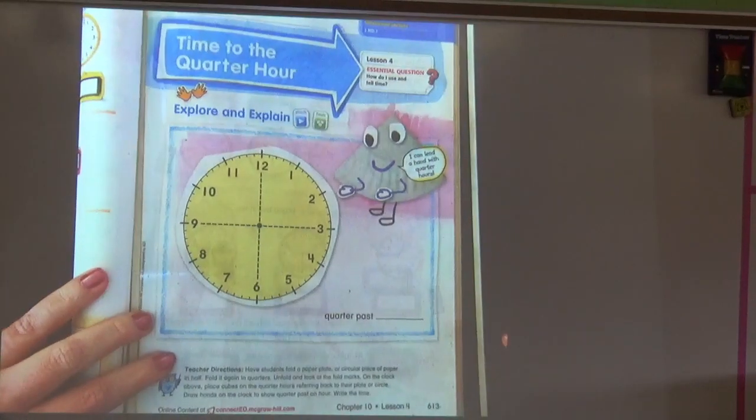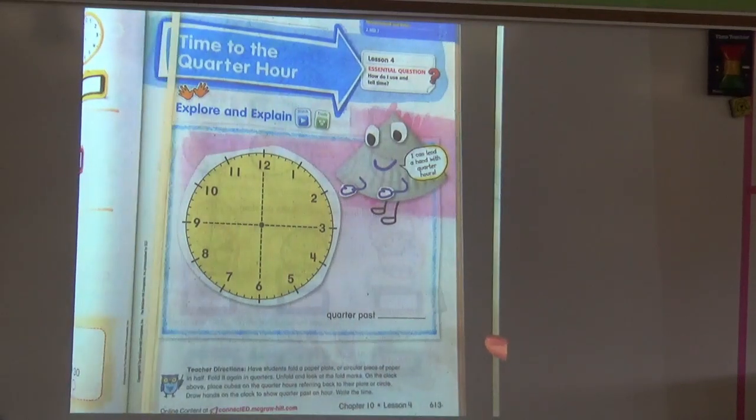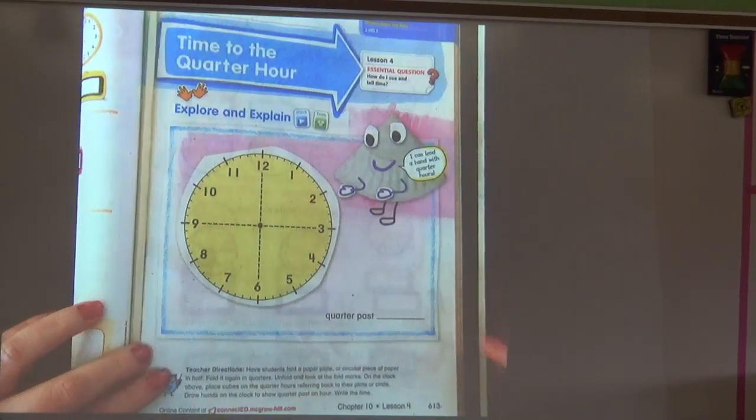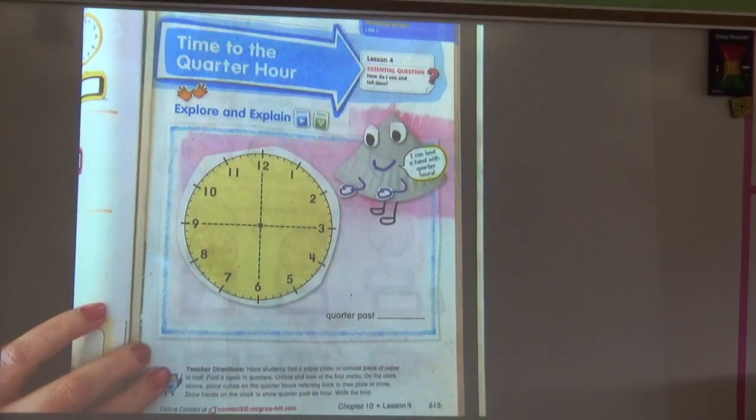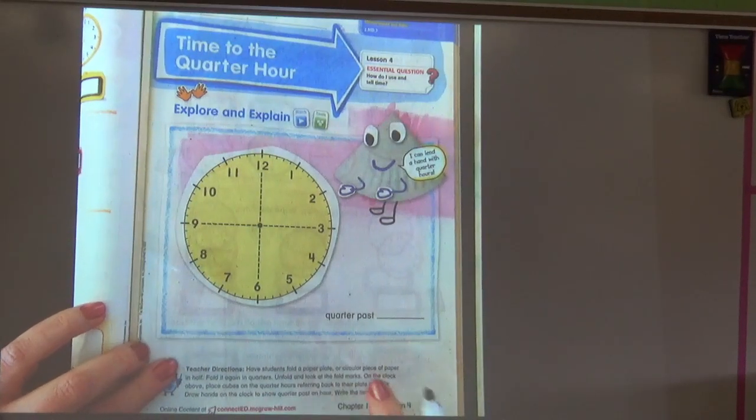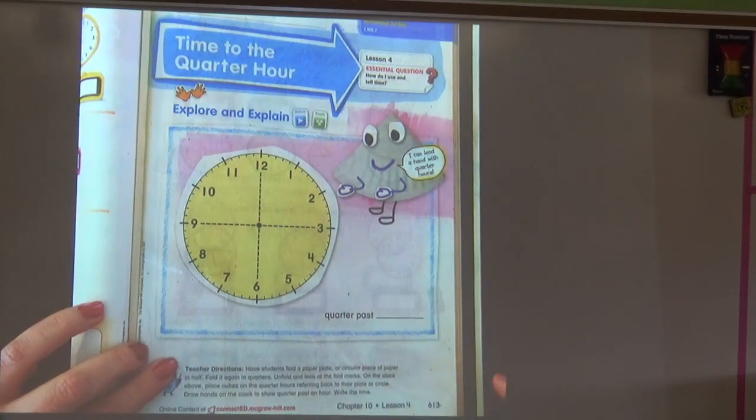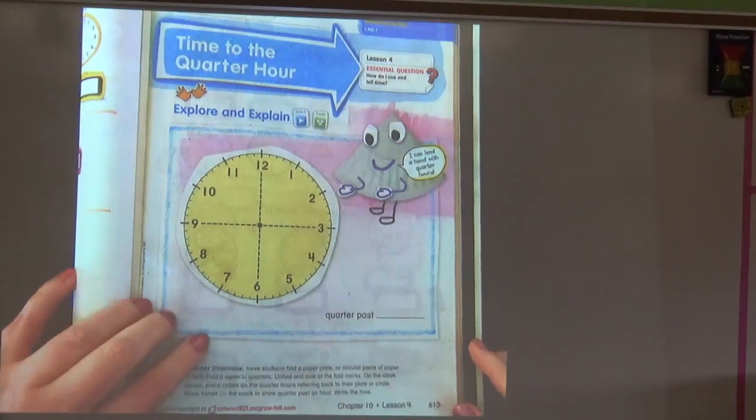All right, boys and girls. So if you have your math book, it's the skinny math book, I want you to take out page 613. And remember, if you don't have this, there will be a link posted right above this video, and you can click on it and look at these very same pages while I'm doing this lesson.